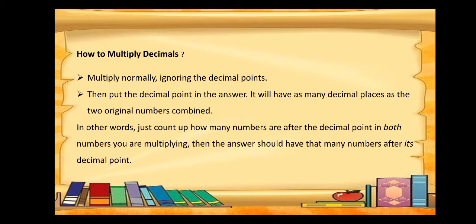It means we have to multiply the numbers as we do for the simple multiplication. And in the answer, we have to put the decimal point after counting up all the digits that are present in the original numbers after the decimal point.